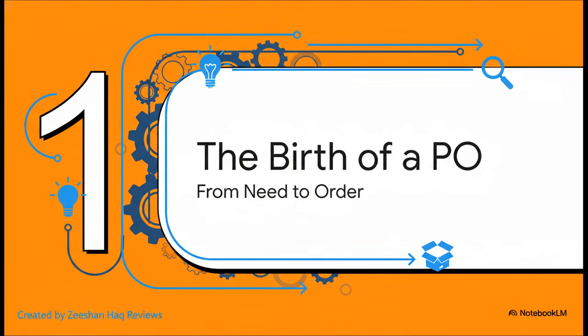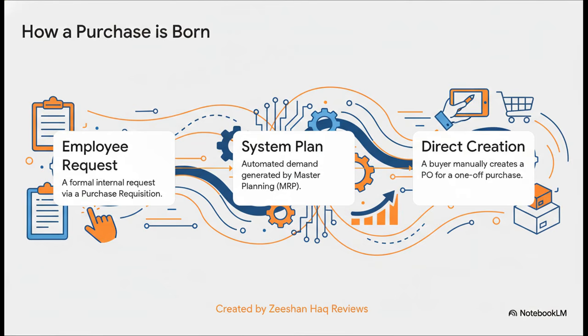Well, like any good story, it all starts with a simple need. Someone, somewhere in the company, needs something. Now, this need can pop up in a few different ways. It could be an employee, let's say Sarah from marketing, putting in a formal request, a purchase requisition for a new monitor. Or it could be totally automated. Your MRP system might suddenly realize, whoa, we're almost out of this specific bolt for the assembly line.